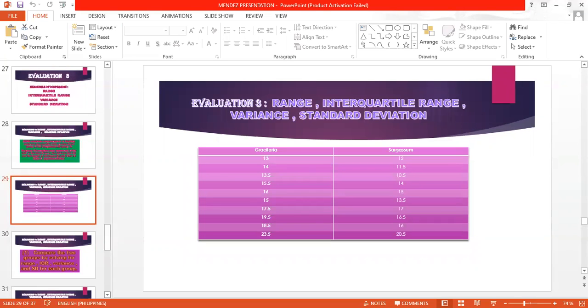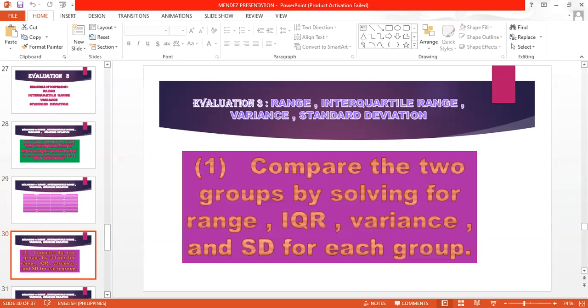These are the lengths of abalones in centimeters feeding with gracilaria in the first column and sargassum in the second column. The problem is to compare the two groups by solving for range, IQR, variance, and SD for each group. To answer this problem, we'll perform the calculations through MS Excel, then we will compare the two groups.